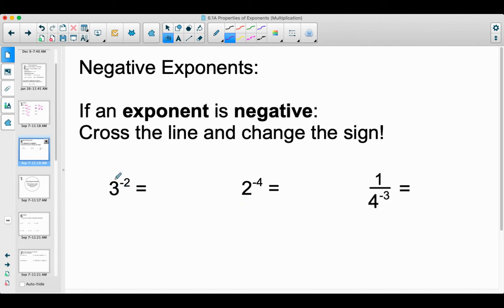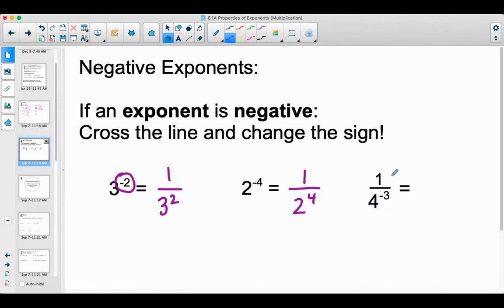So when I have a negative 2 here, this becomes 1 over 3 to the positive second power. We crossed the line and we changed our sign from negative to a positive. Over here, it would be 2 raised to the negative fourth. So it's currently in the numerator. So we're going to bring it to the denominator. So cross the line, and then we're going to change that sign to a positive 4. And because nothing's up here, we're just going to put a 1 there.